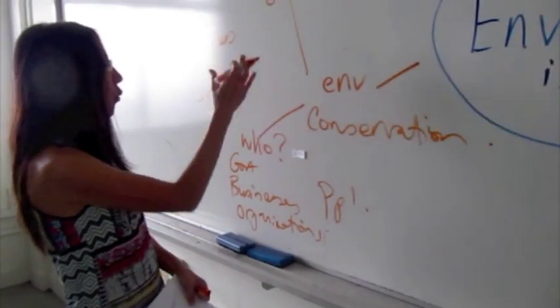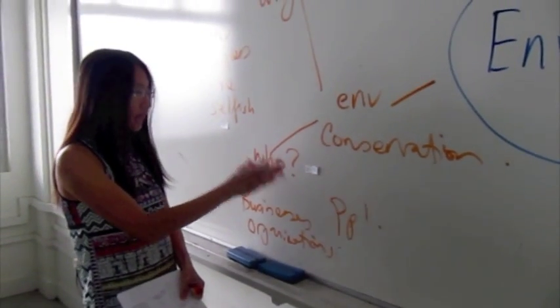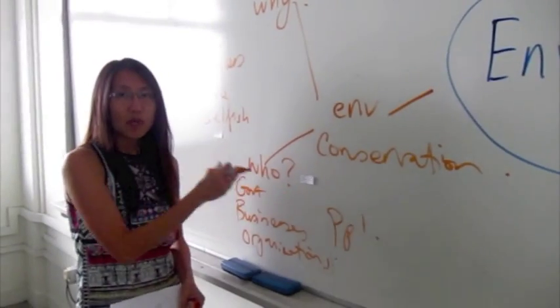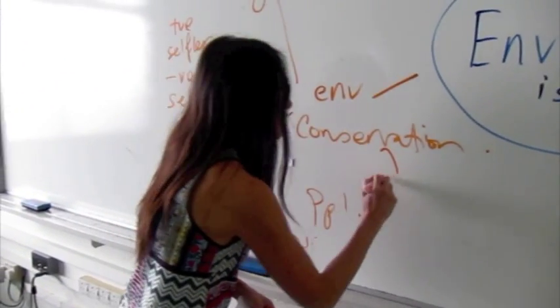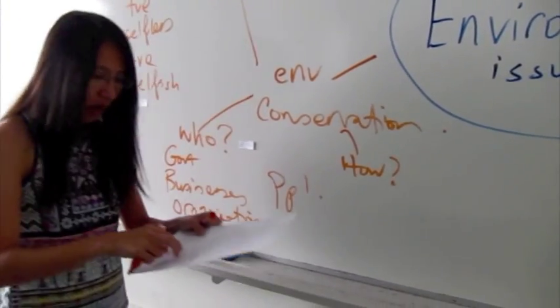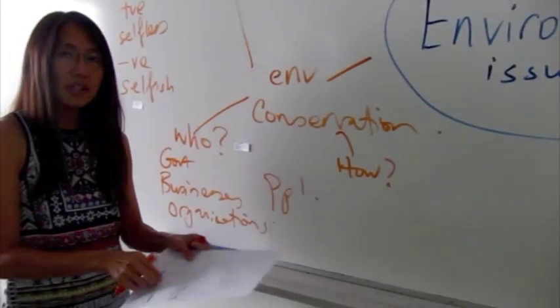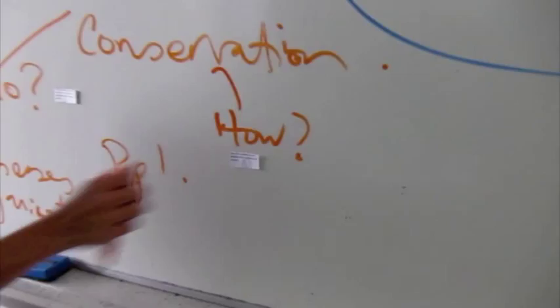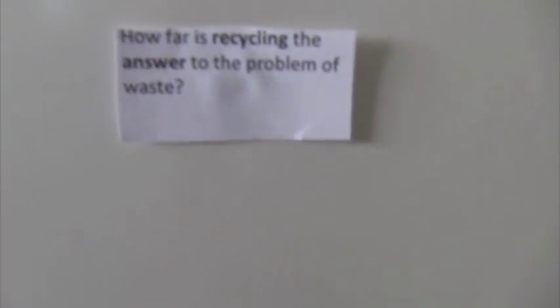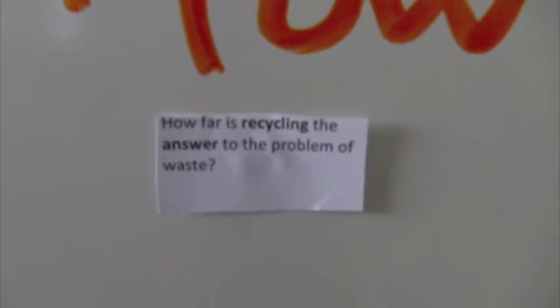Of course we talk about why we should help the environment, who can save the environment. We also have to ask how we can save it. So how can we save? Will be a question that involves, say, measures, such as how far is recycling the answer to the problem of waste.